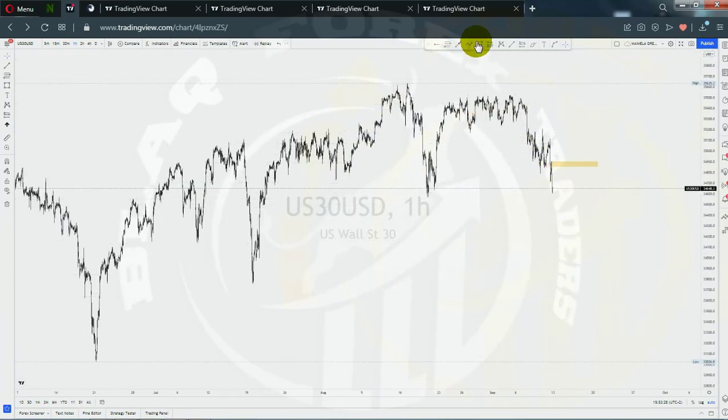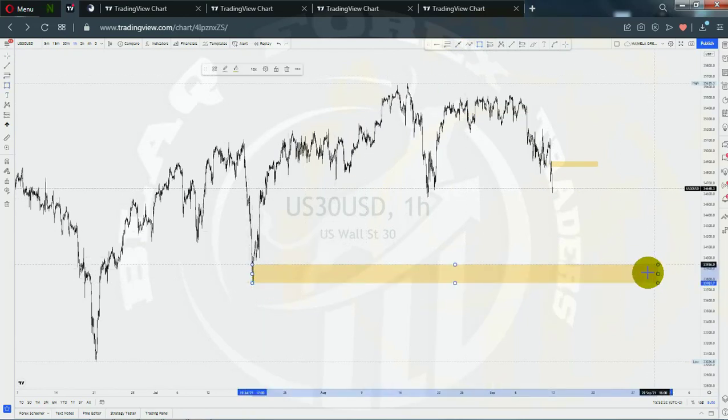So I'm anticipating until this demand zone here is the one that I'll be looking for them to start maybe buying a little bit. But for now, if they can make a small pullback to this level, then they do want to continue going down.